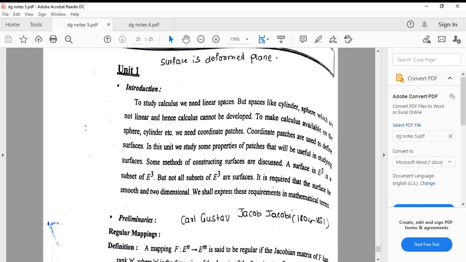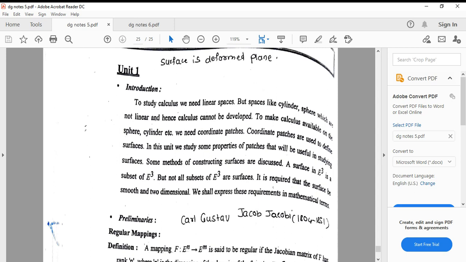Now let us go for the next one, that is our third chapter, surface. Here we are going to study the properties of surfaces with the help of differential calculus. Okay. So if you remember, in the second chapter we have studied the properties of curves.